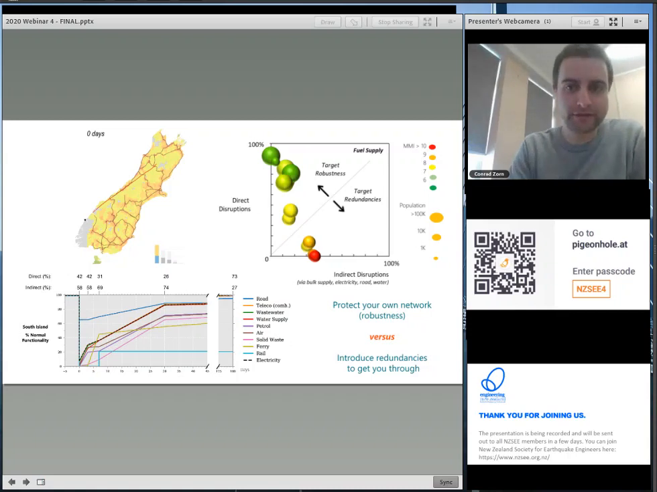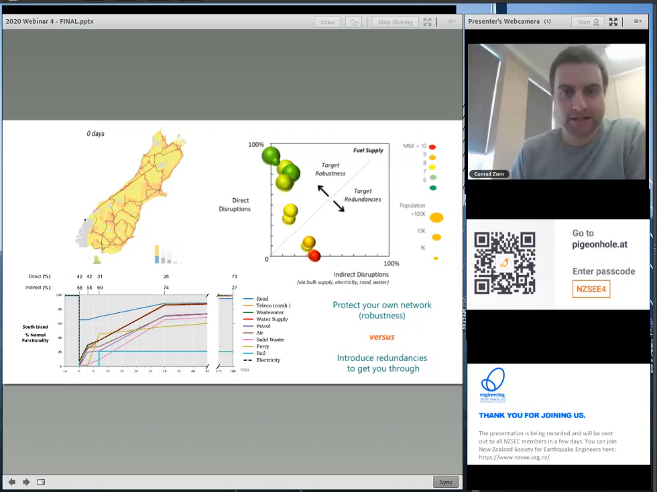Something you might be more familiar with, in the bottom left, is one snapshot of a recovery scenario. Along the bottom, we have the x-axis with time in days, and the y-axis showing the functionality of the networks over time. And here we see the importance of having electricity networks for all these other infrastructures. So the road network and the electricity network here are driving a lot of this recovery in this particular situation.